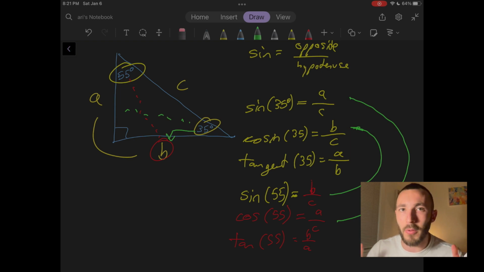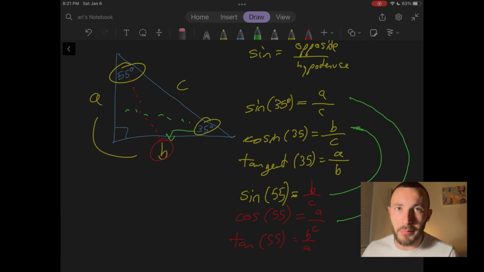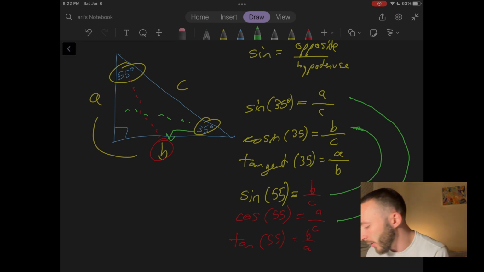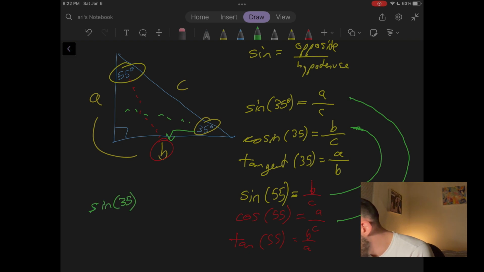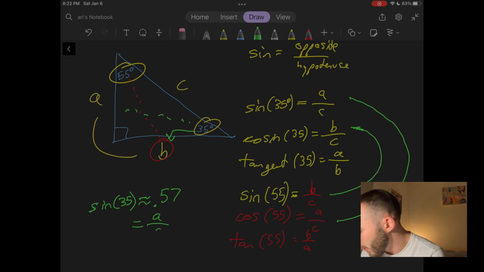That's a property that will always be true in trigonometry. One other thing that I just want to say before we jump into two problems to solve is this. Sine of 35, if you plug that into a calculator, make sure you have it set to degrees. If you plug in sine of 35 into a calculator, you're going to get sine of 35 is approximately equal to 0.57. And remember, sine of 35 in our situation that's A over C.